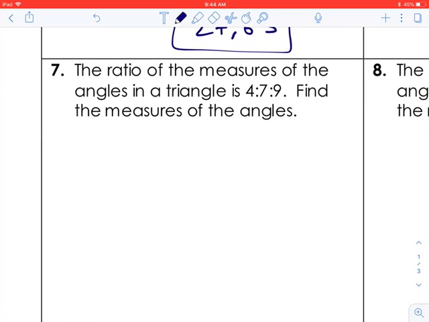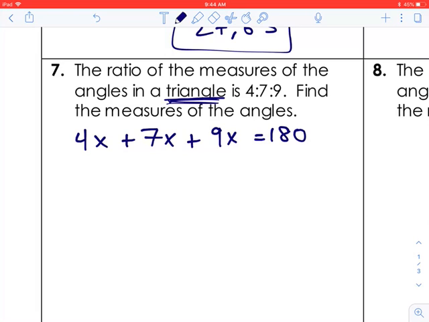Looking at number 7, this is more of an extended ratio. The ratio of the measures of angles in a triangle is 4 to 7 to 9. Find the measures of the angles. We know all angles in a triangle always add up to 180. So it would be 4x plus 7x plus 9x equals 180. I don't know what the angles are yet, but once I find x, I'll be able to multiply those numbers. So 4 plus 7 plus 9 is 20x when you add those together.